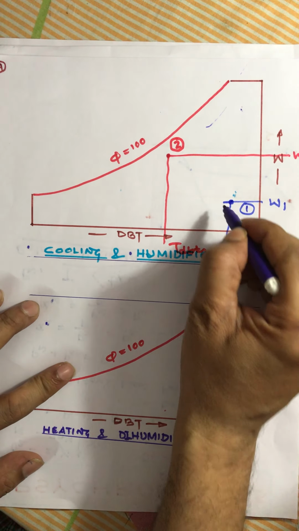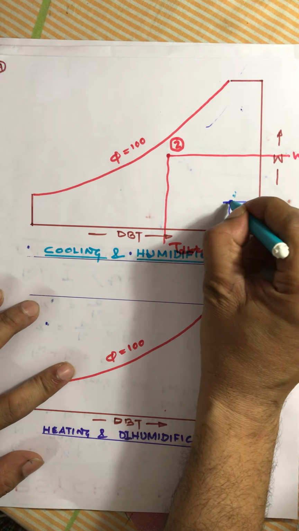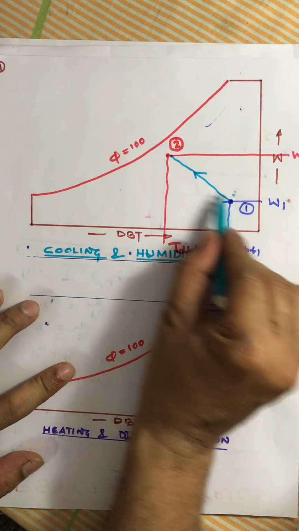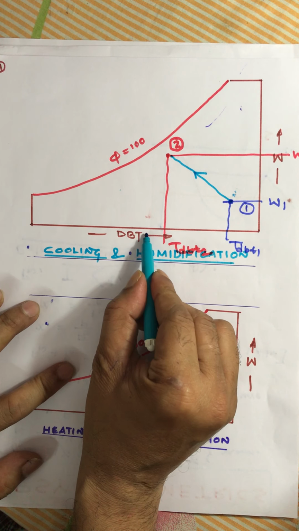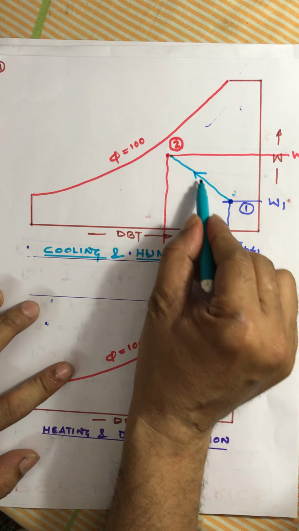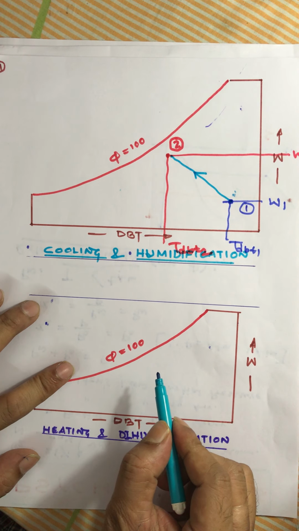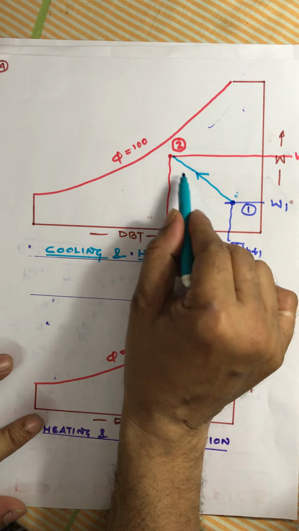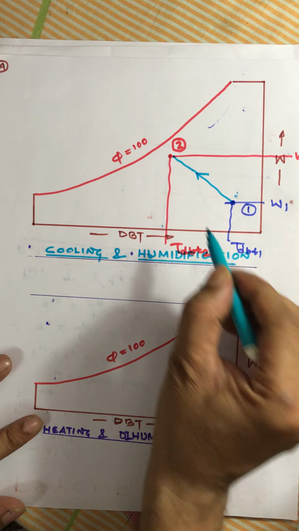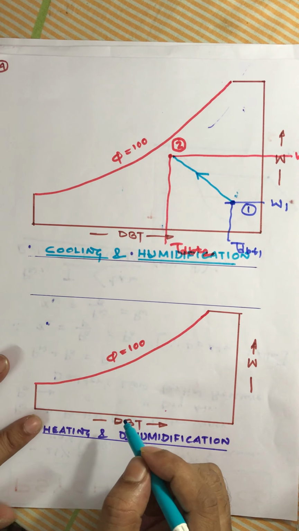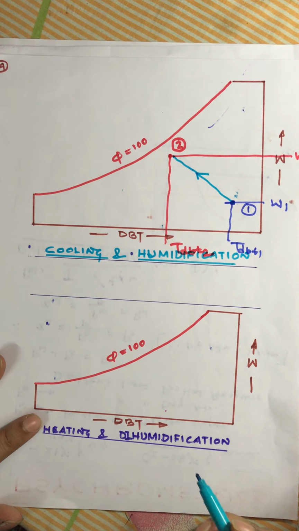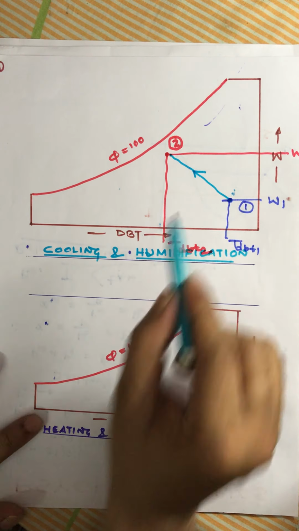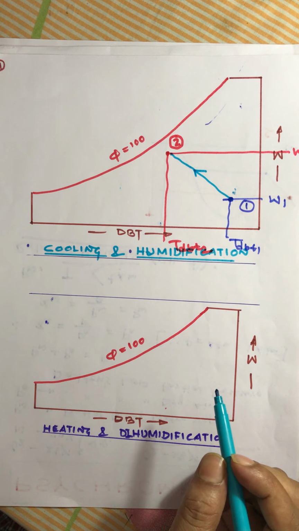If the process goes from here to here, we can say it is a cooling process, that means dry bulb temperature is going to decrease, and humidification is happening, that means W is going to increase. So, this 1 to 2 process is called the cooling and humidification process, and we can calculate. Clear.